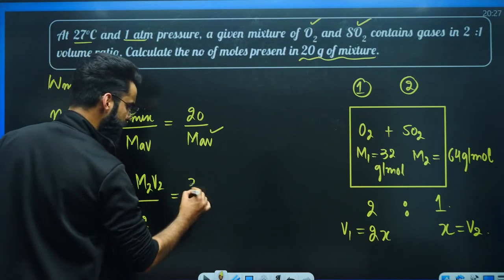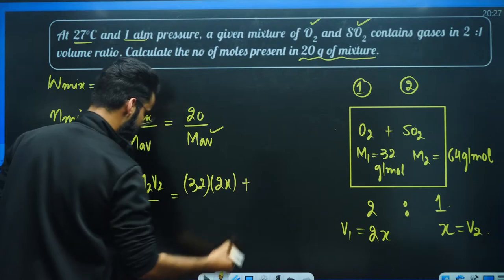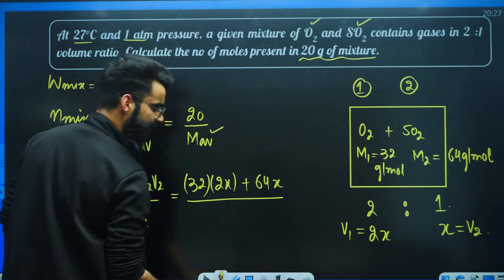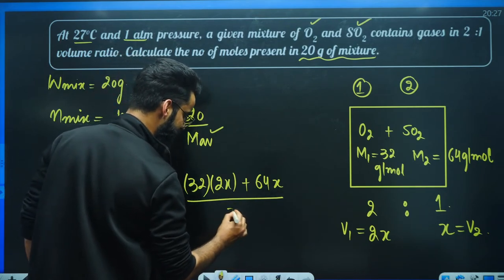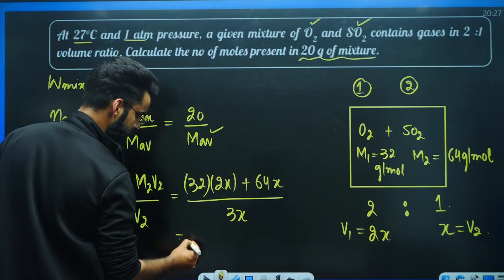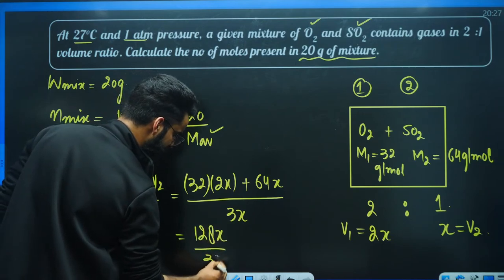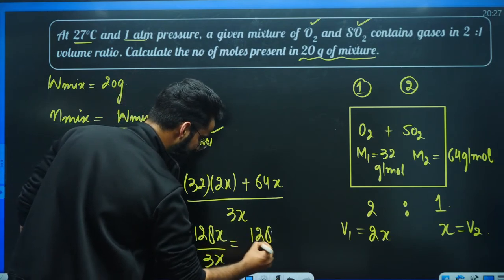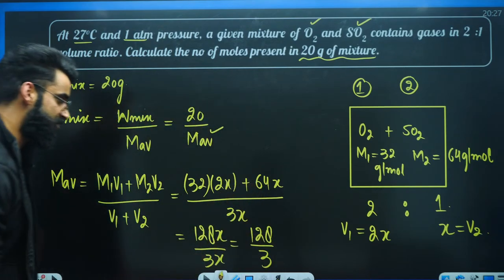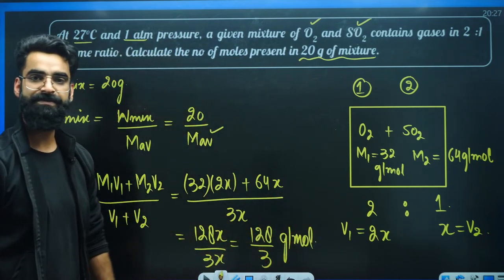So put the values. M1 is 32, V1 is 2x. M2 is 64, V2 is x, divided by V1 plus V2, which is 2x plus x, making it 3x. So it's 64x plus 64x, that means 128x, divided by 3x. The value comes out to be 128 divided by 3. What is this 128 by 3? This is the average molar mass of the mixture, so its units are grams per mole.